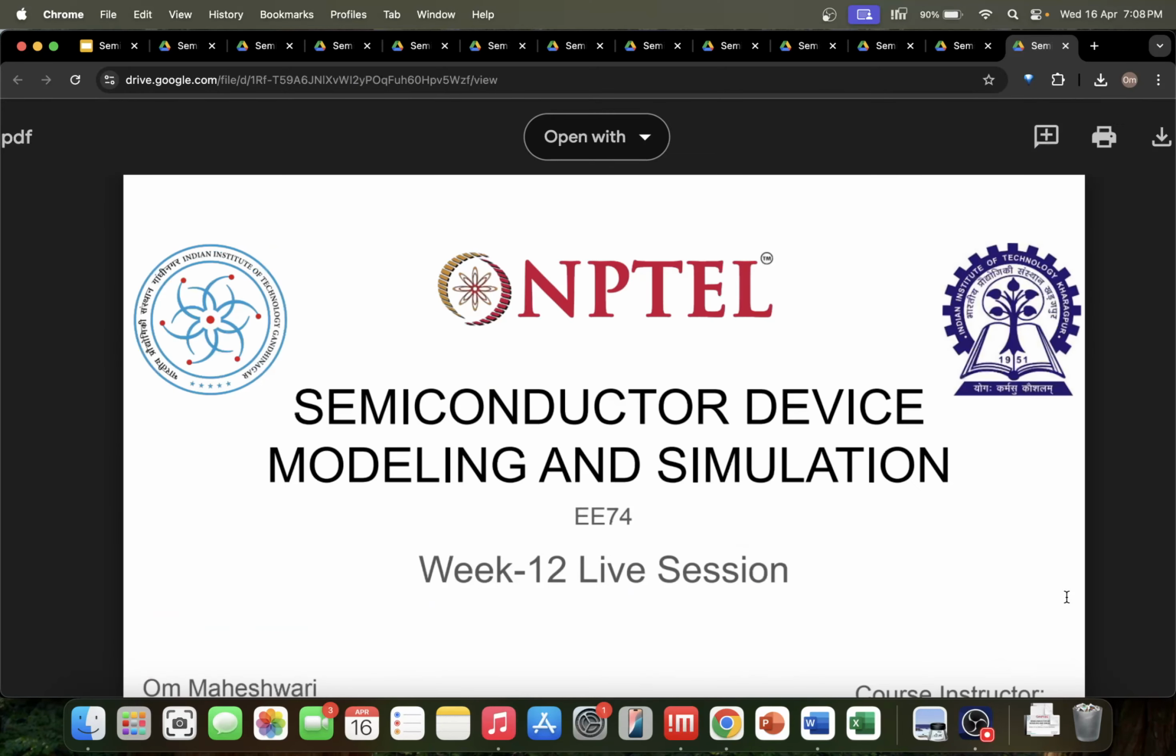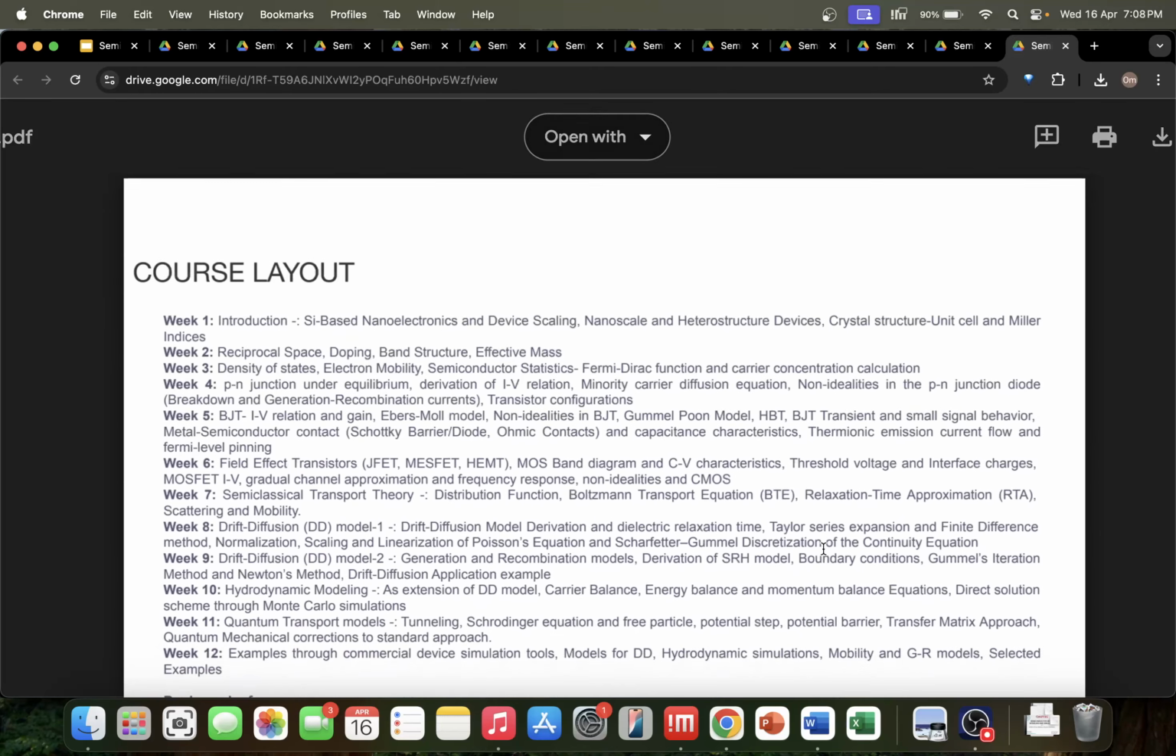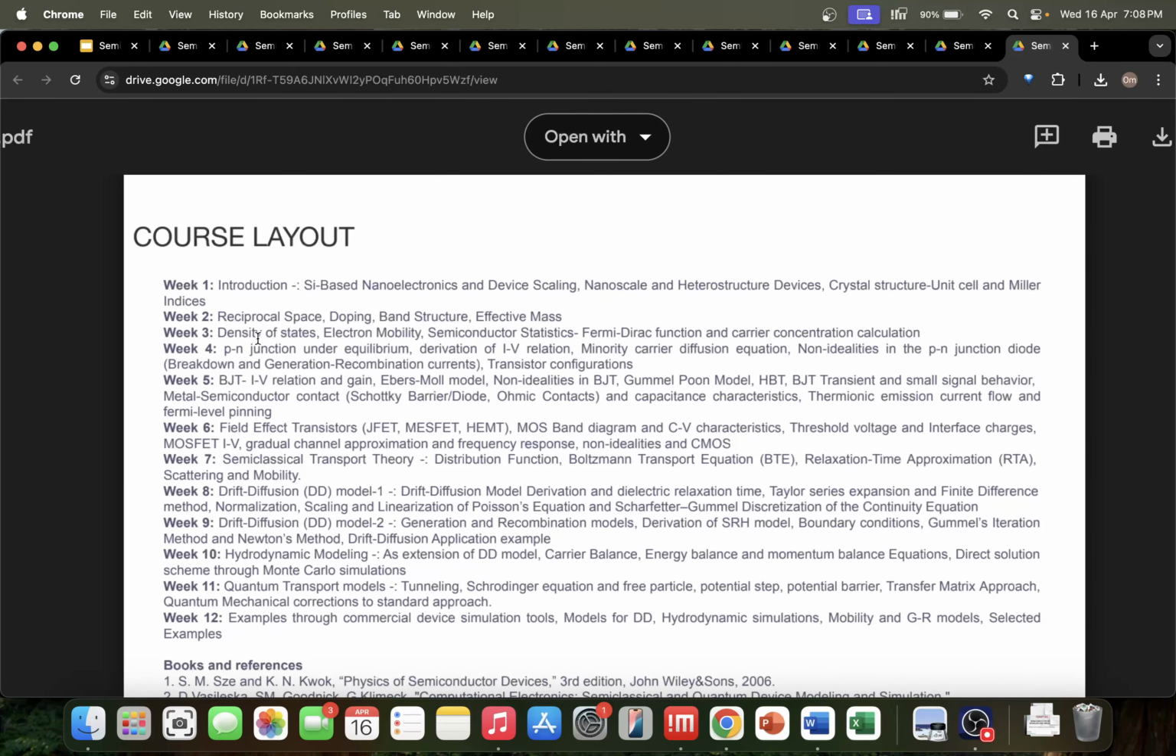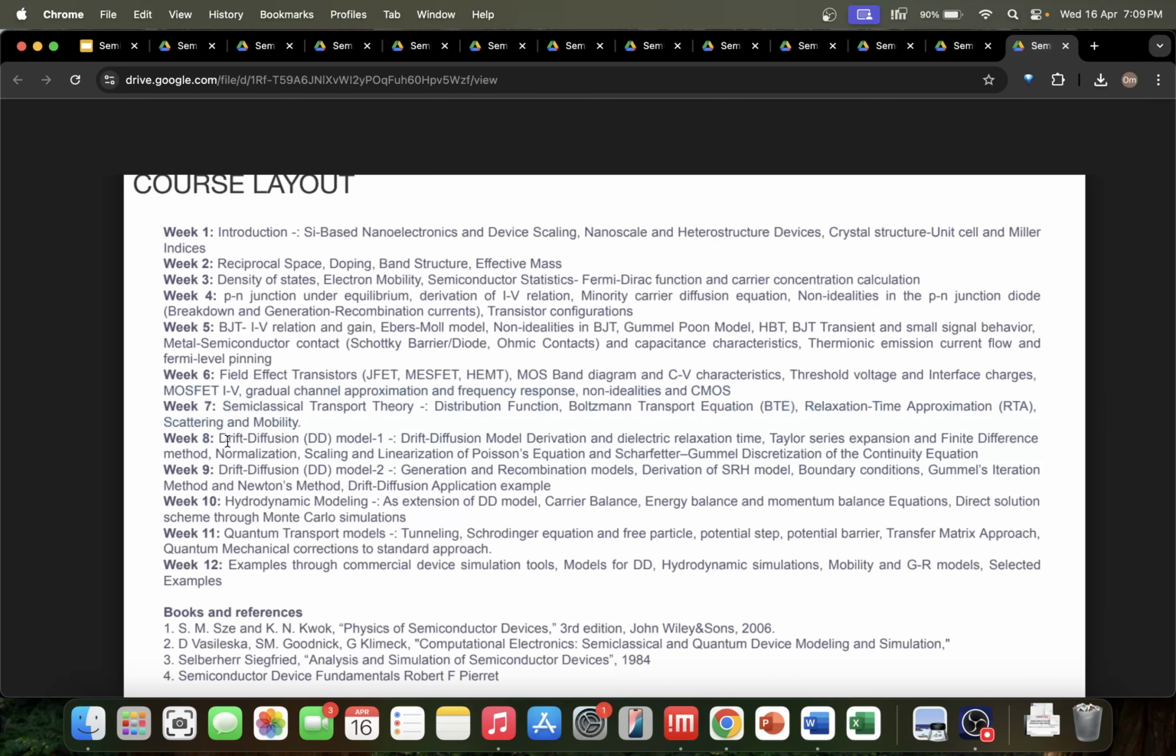So this completes the course. We started with basics of semiconductors. We saw different devices first. Started with basic semiconductor theory, different lattice structures, density of states in semiconductors, and derivations for PN junction, BJT, and MOSFETs, which is very, very important. Then we went to different theories: semi-classical transport, drift diffusion, and quantum transport, hydrodynamic models, and then at last the simulations in TCAD.